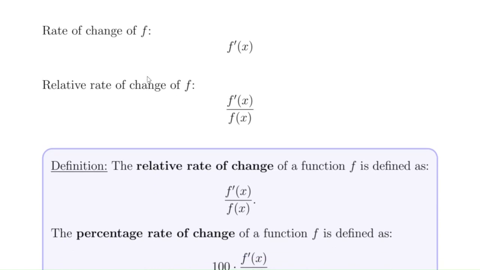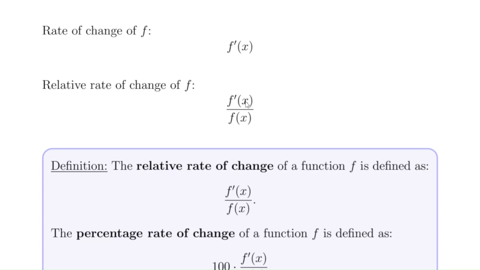Okay, so what's the relative rate of change of a function? Well, remember that the rate of change of a function f is really f prime of x, right? The derivative represents a rate of change. The relative rate of change of a function is the derivative divided by the original function. It's f prime of x divided by f of x. That's the relative rate of change of a function.